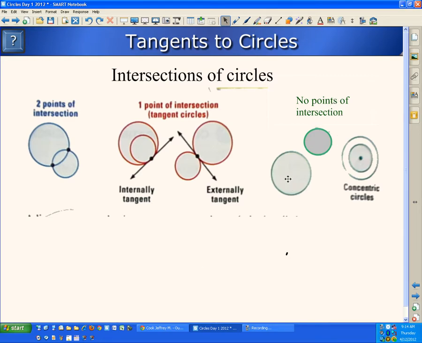You either have two circles that are not touching, or you have concentric circles where they have the same center, but they're not going to touch. So the gray circle is a different circle than this white circle, but they're just not touching. I think of that kind of like a dartboard.